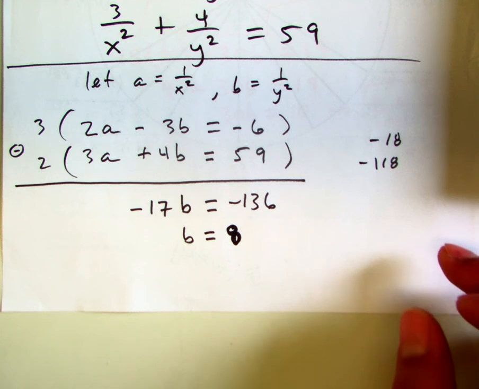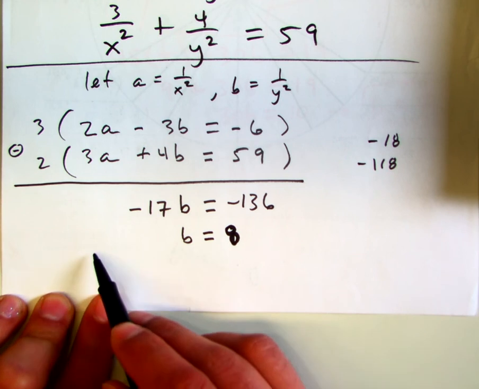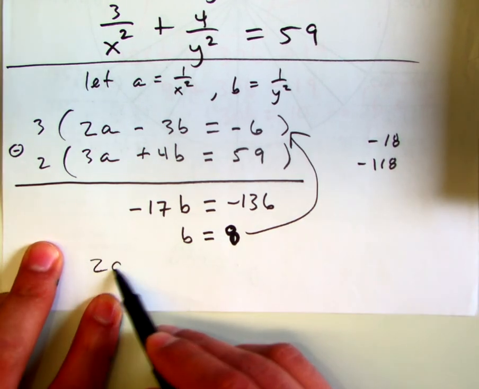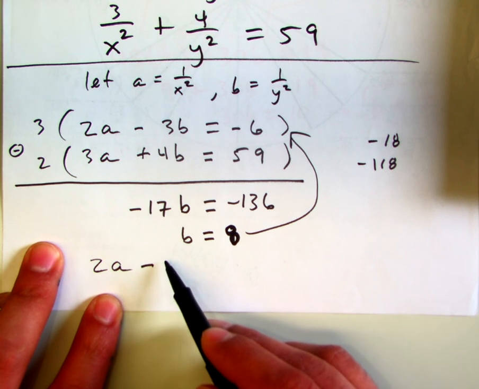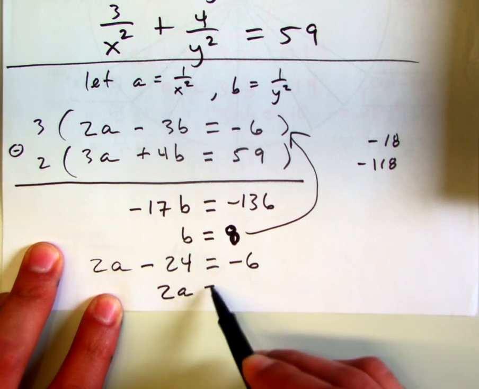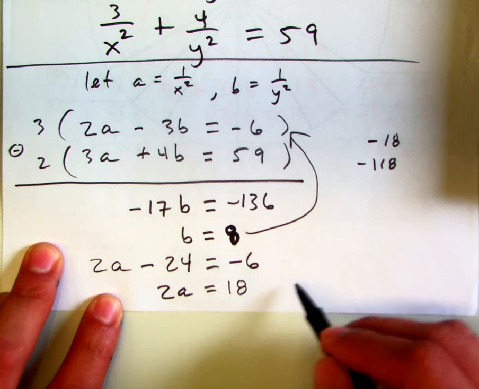go back and find A. We have 2A minus 3B, which is 24, equals negative 6. 2A is going to be 18. So A is 9.